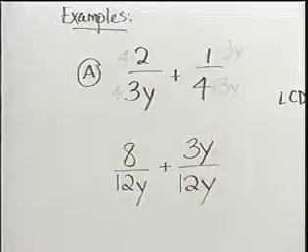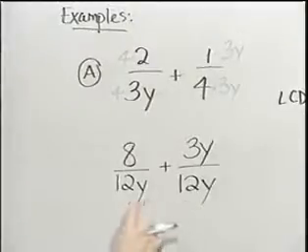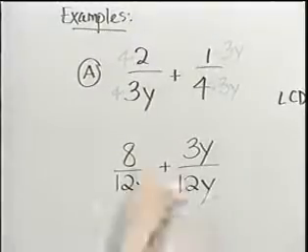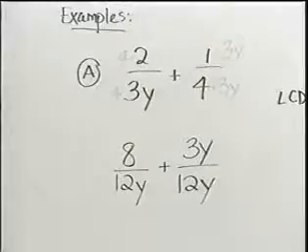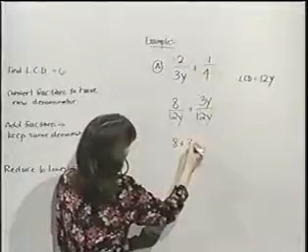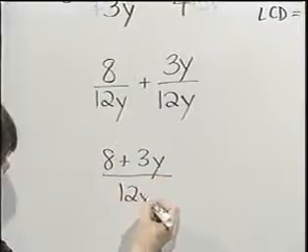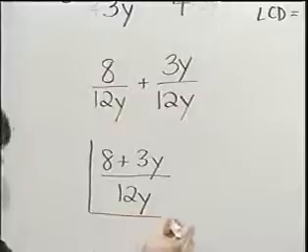And so now when we go down one more step, we're going to take these two fractions, which have the same denominator, and combine the numerators, or add the numerators. So we have 8 plus 3y all over 12y. And it's as simple as that.